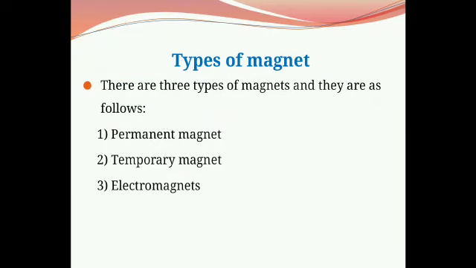There are three types of magnet. First is permanent magnet, second is temporary magnet, and third is electromagnet. And these magnets are found in nature in different shapes, maybe circular shape or a bar magnet. It may be rectangular or it may be found in square.